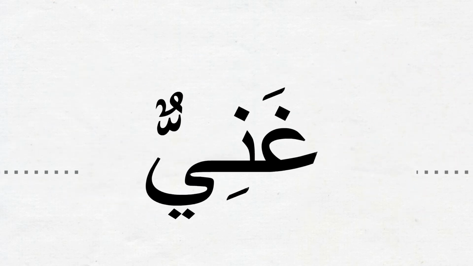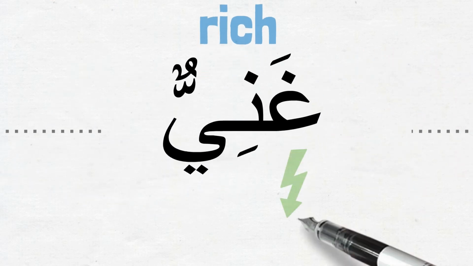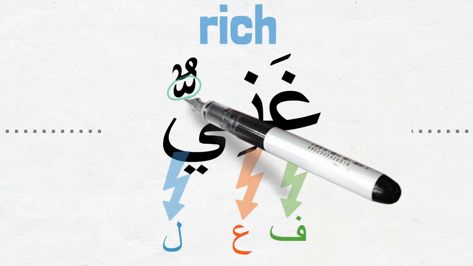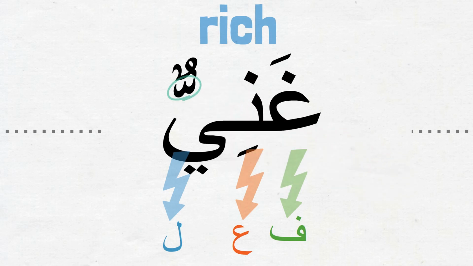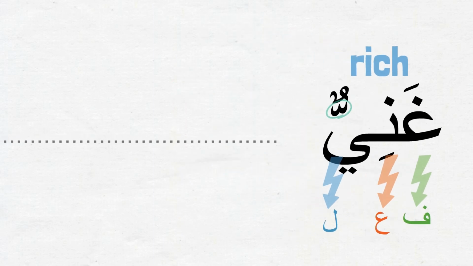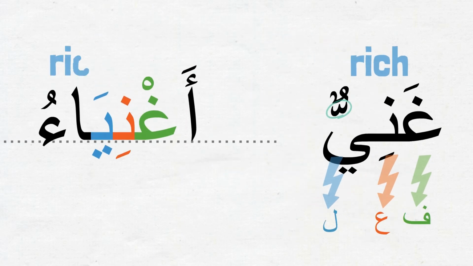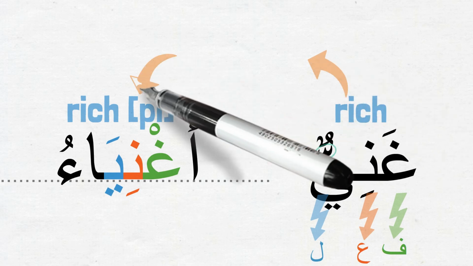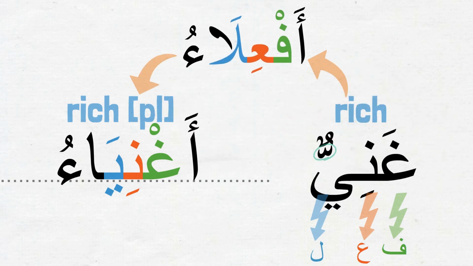The next ism is ghaniyun, rich. The radicals are ghain, nun, and ya. The last radical, ya, has a shadda on top. So there are actually two yas here. The first one is there to elongate the kasra coming before it, and the second ya is the third radical. The plural form is aghniya'u. What do you think is the broken plural pattern of the ism then? It is af'ila'u, right? Af'ila'u.